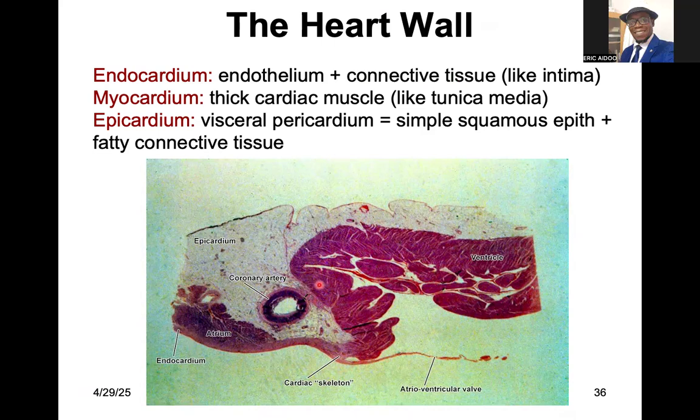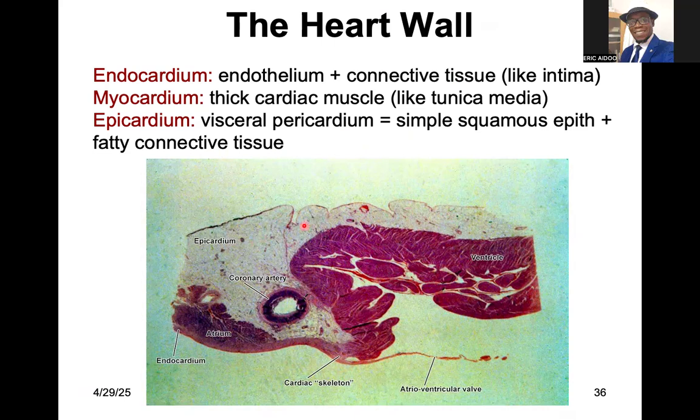Then as you go deeper, you have the myocardium. And if I say deep, I mean we are traveling from the endocardium and then going outwards, towards the outer portion. So that is thick cardiac muscle, also like the tunica media of the blood vessel. Then you also have the epicardium, which is the visceral pericardium. It's actually simple squamous epithelium with some fatty connective tissue, as you can see there.